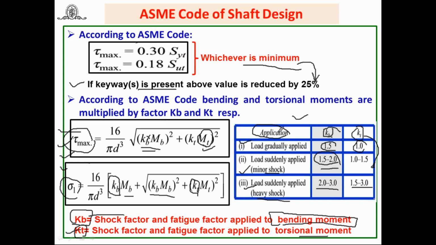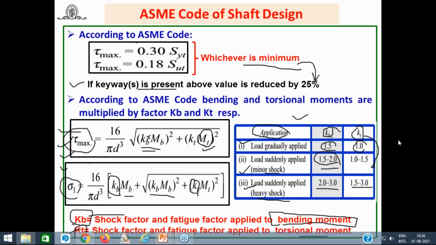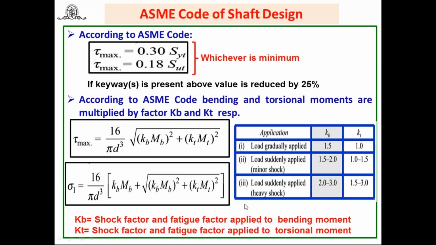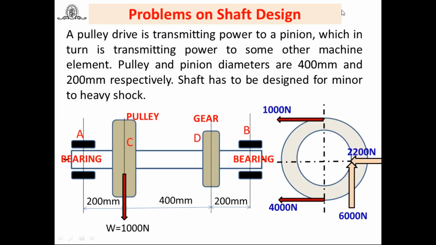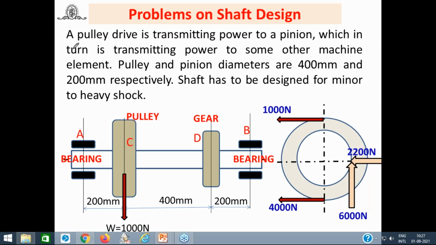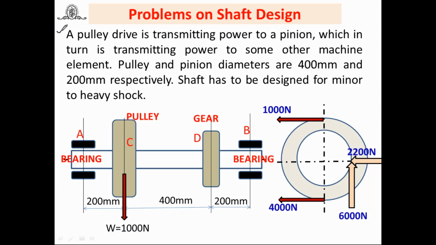This is about the ASME code of shaft design. Remember these things. I hope you got it, because based on that we are going to solve the problem. Now you can take your notebook and pen with you and note this down. It's a general problem I have taken. I am going to read the problem statement. You should always read the problem statement carefully.